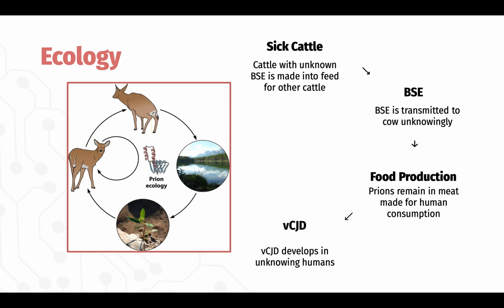So cattle with unknown BSE are made into food for other cattle, but now it's not allowed, but it used to be. So cattle would eat other cattle, and then that's how the BSE would be transmitted to cows unknowingly. And then there would be food production for us, and then from that people would get VCJD. And then there's also a little diagram I found for CWD, which is in like deer, moose, elk, caribou, kind of like that wildlife. So what happens is the deer will urinate into a lake or on plants, and then another one will eat that, and then that's how they get the prions inside of them.